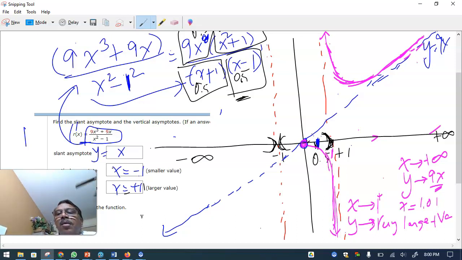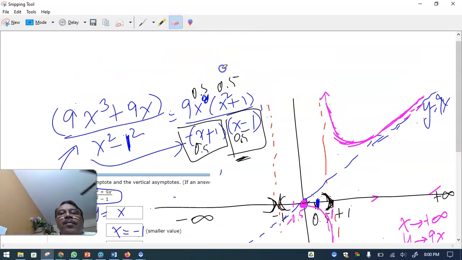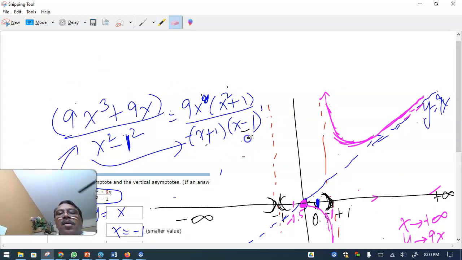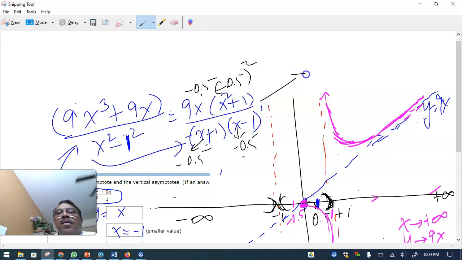What about negative 0.5? If I put negative 0.5, this time all you have to do is instead of this, put negative 0.5. So that will be negative 0.5. This will be negative 0.5, but there is a square. This will be negative 0.5, and this will be negative 0.5. So what you end up getting is this will be negative.